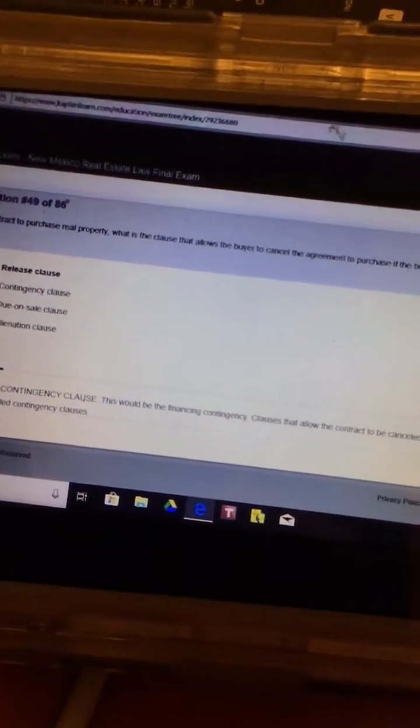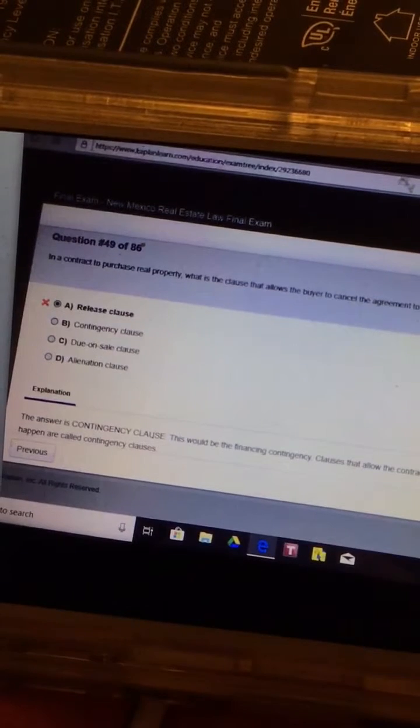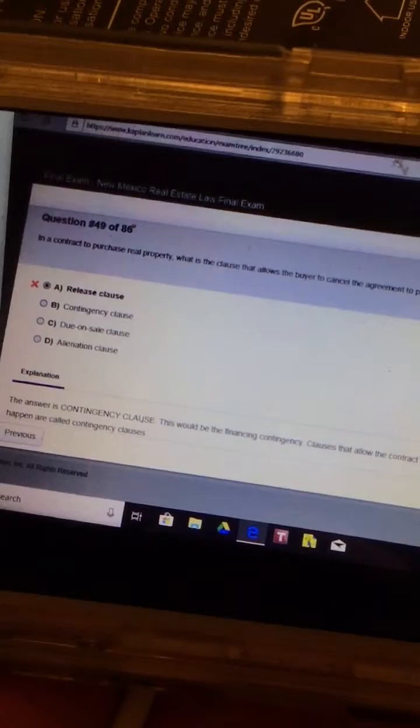In a contract to purchase real property, which is the clause that allows the buyer to cancel the agreement to purchase if the buyer cannot obtain sufficient financing? A. Release clause. B. Contingency clause. C. Due on sale clause. Or D. Alienation clause.